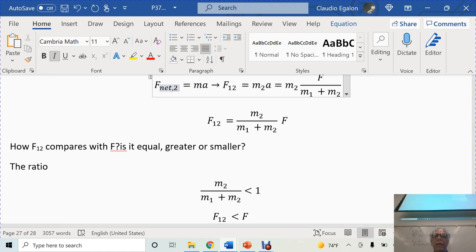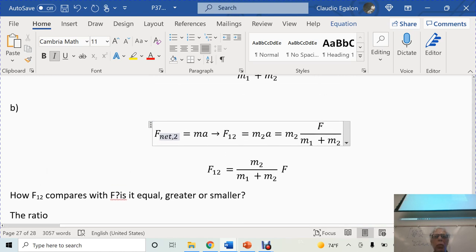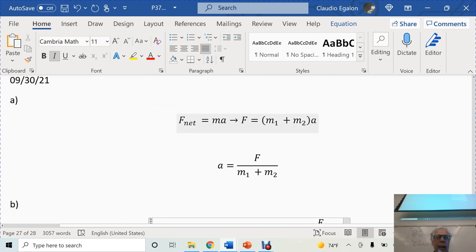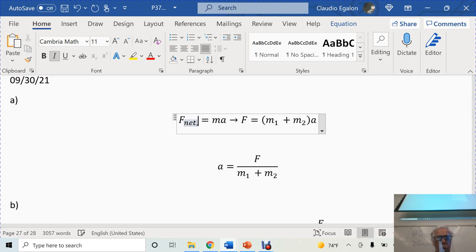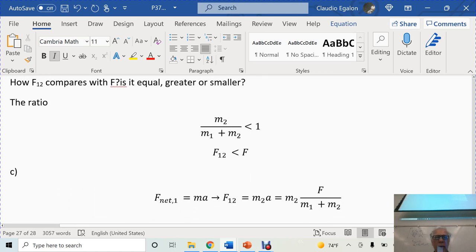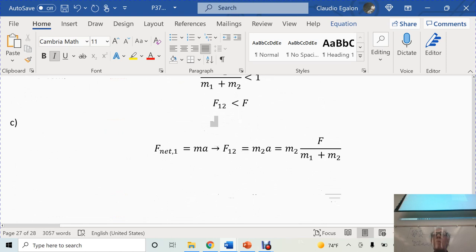I'm going to emphasize that it's the net force applied to 2. In the other one, it's going to be the F net applied to both blocks, 1 and 2. Okay? That's why I have M1 plus M2 here. Right? Can you picture that? Notation sometimes makes a big difference, okay?